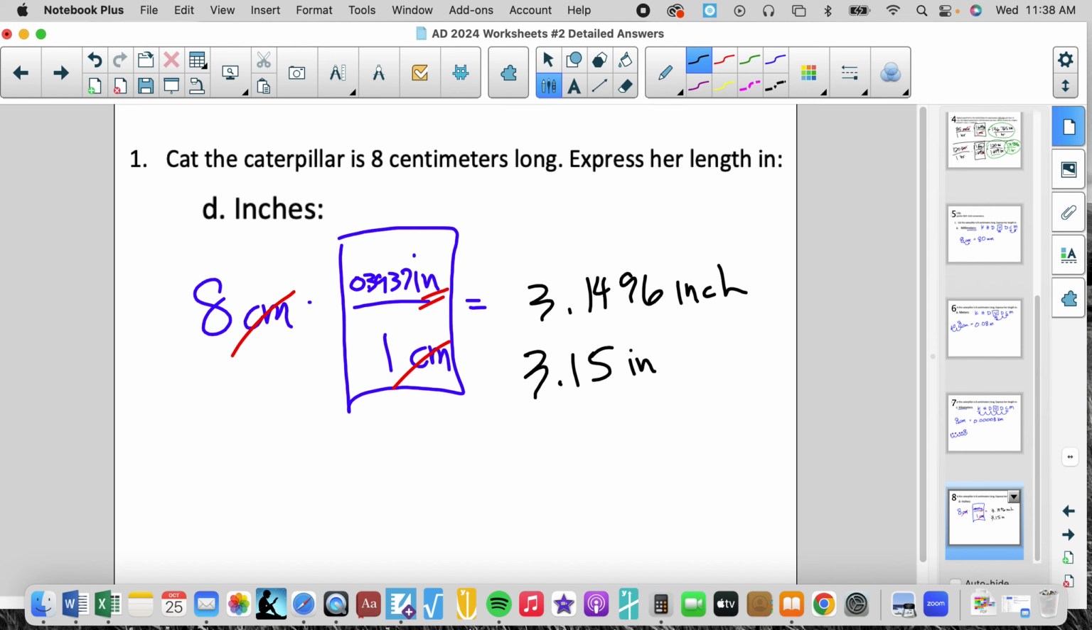If I need to round to the hundredth, I get 3.15 inches. If I needed to round to the tenths, it would be 3.1 inches. If I needed to round to the whole number, it would be 3 inches. Lots of fun, different questions. Read and make sure that it gives you a rounding value. Sound good? All right, awesome job.